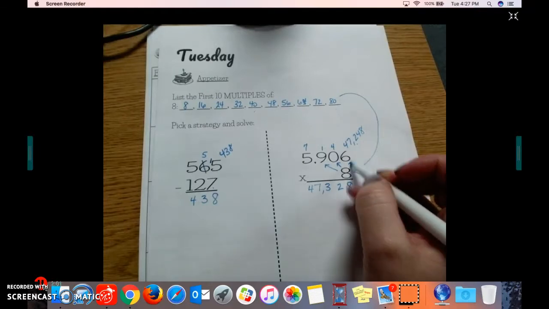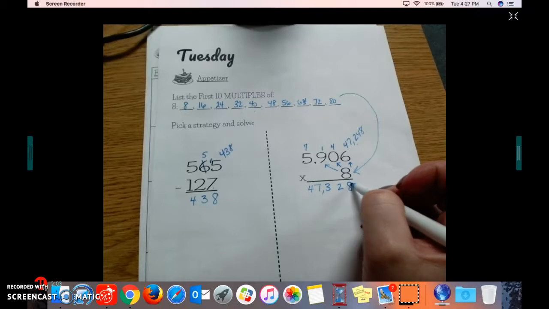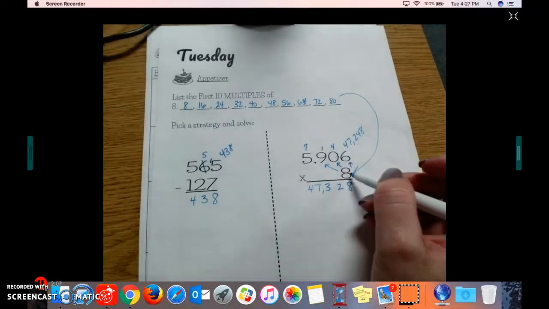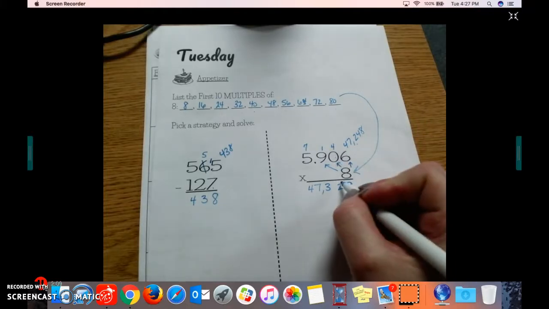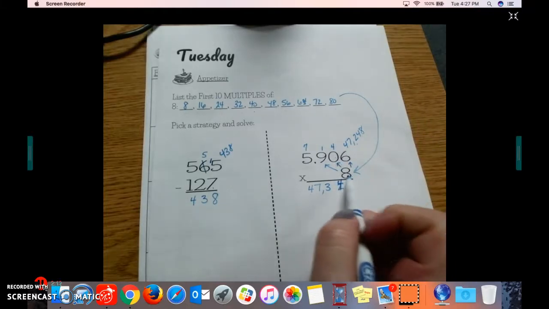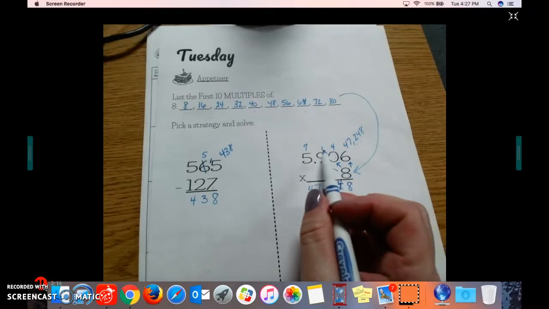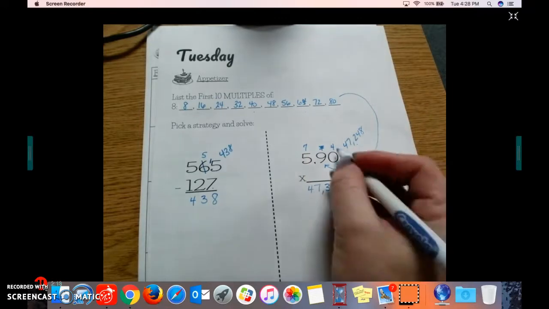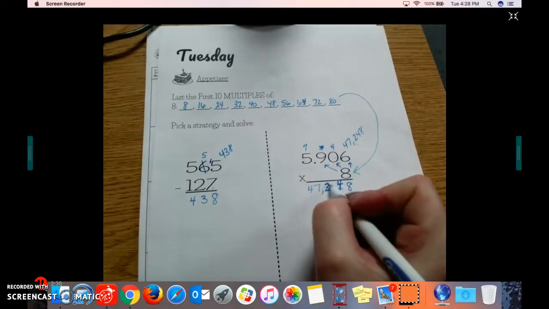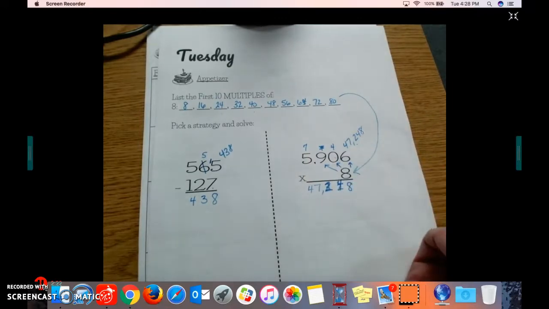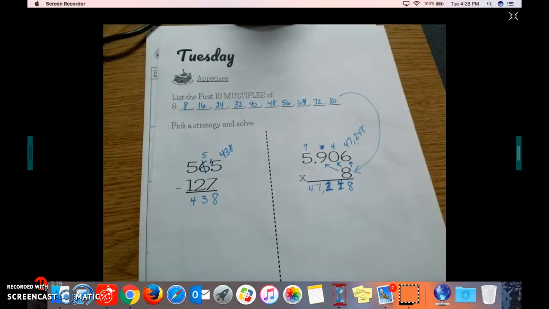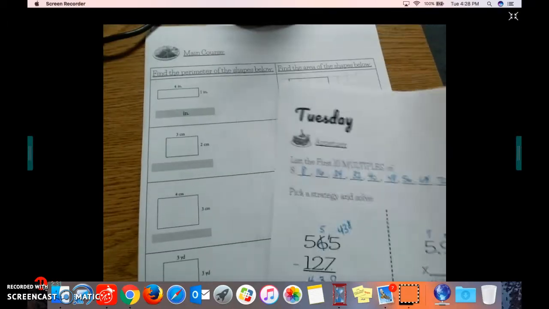So I'm going to check that again. 8 times 6 is 48. 8. Carry my 4. 0. Oh. So it's not 8 plus 4. It should be 0 plus 4. So this should be 4. And then 8 times 9 is 72 plus 1 more. I don't have this 1 because this is 4. So this should be 2. So see, even teachers make mistakes. So 438. 47,248. Okay? After you have that checked, you're moving on to the main course.